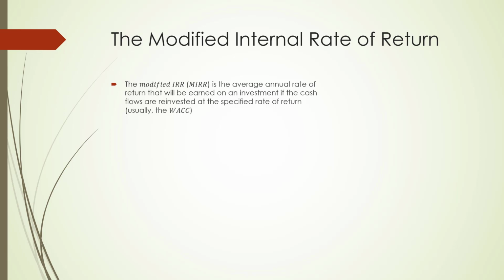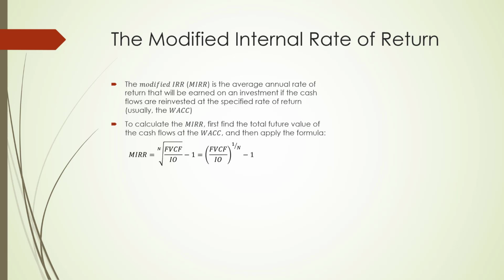Remember, the IRR assumes that you're going to reinvest those cash flows at the IRR. And that, by the way, is why you cannot calculate the IRR directly. In order to calculate the IRR directly, you would have to know the reinvestment rate. But the reinvestment rate is the IRR, which you don't know. So the modified IRR allows us to assume that the weighted average cost of capital is the reinvestment rate. Therefore, we can, in fact, calculate it directly.